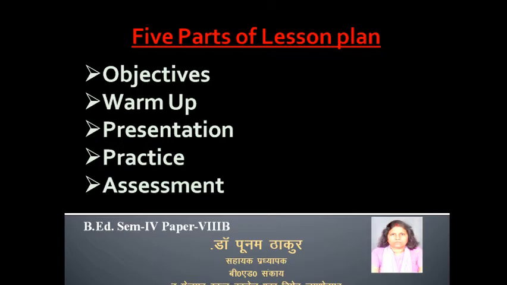Warm up. Revise the previous lesson. Check homework. Orally correct common mistakes, etc. Or any other activity that can activate students and prepare them to receive the new material. Presentation. Present the new material using the suitable techniques. Write the procedures that you will follow to explain the new material.